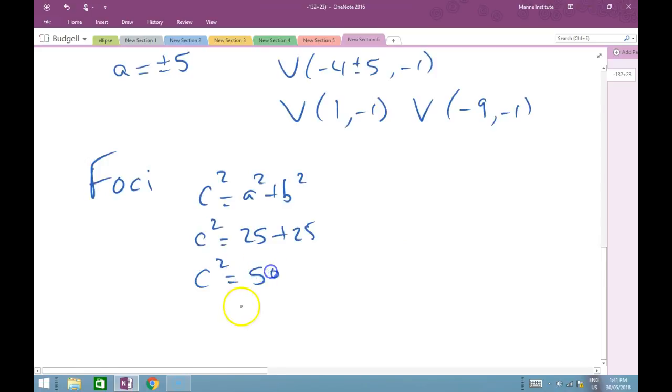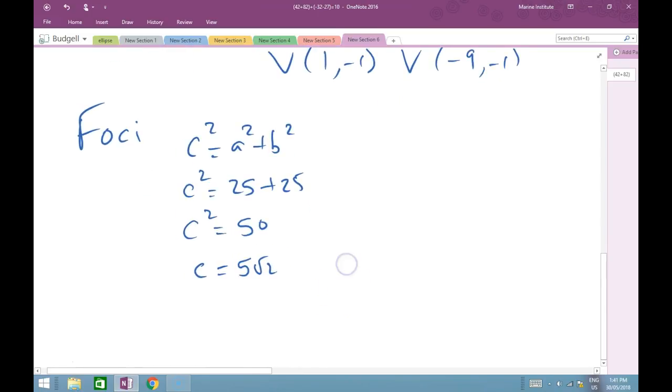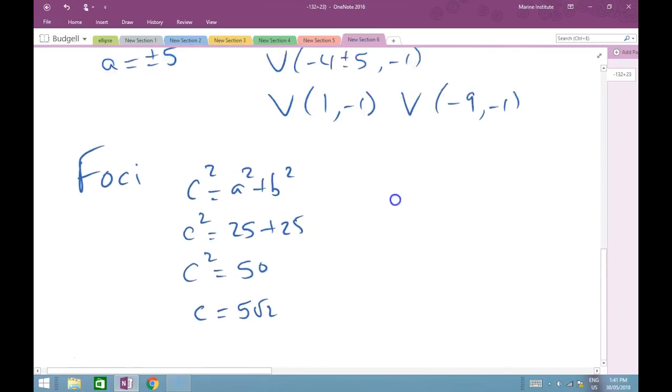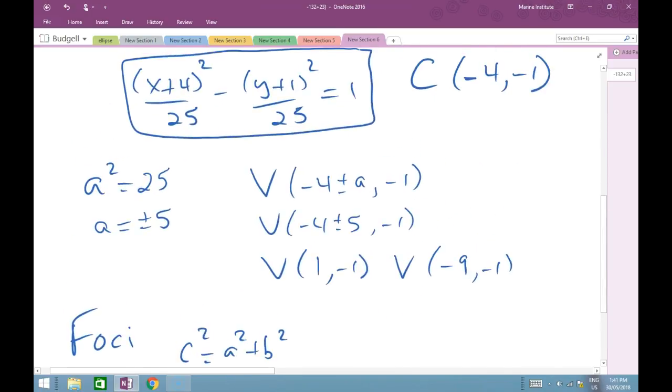So we have 50, so c equals 5 root 2. Now, that's my c term. Again, we look at the center. Center's negative 4, comma, negative 1.